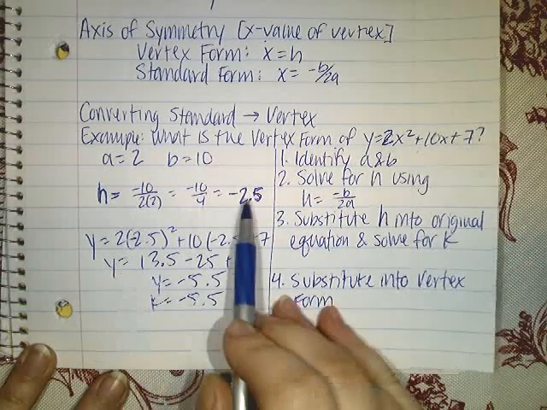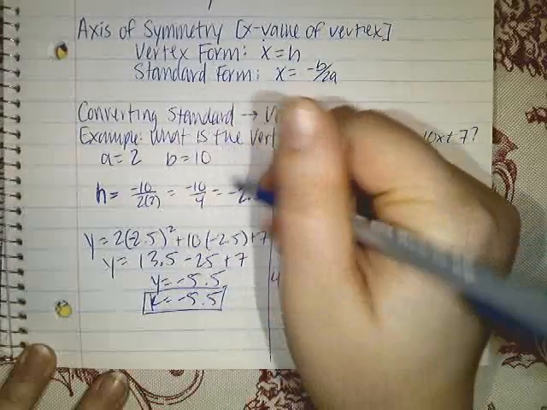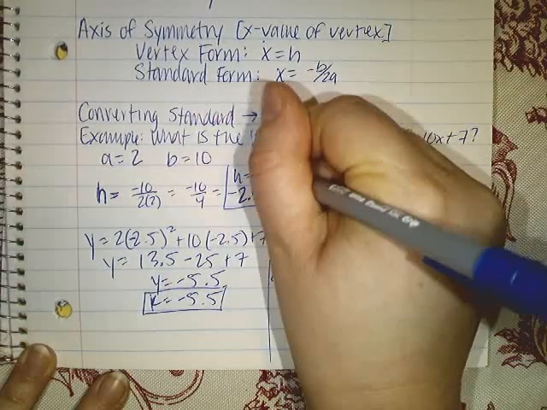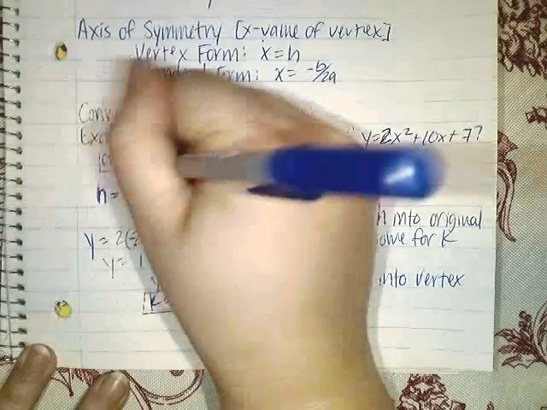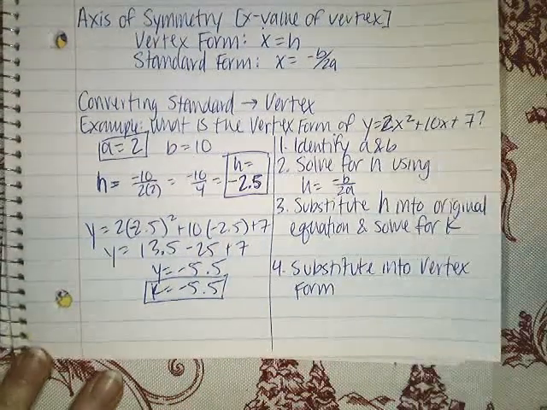So now I know H, I know K, so I can note these if I want. So H equals, K equals, A equals. I have all three values I need to write vertex form. So I'm going to go ahead and write it.